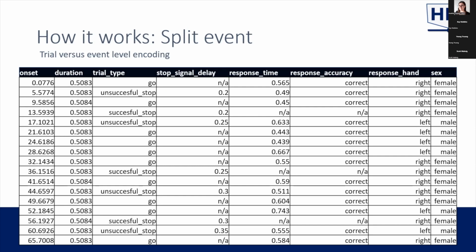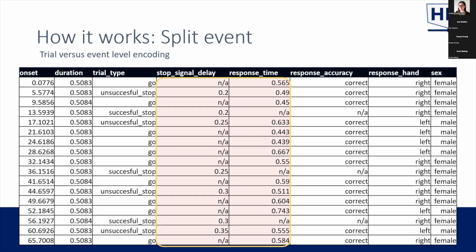that you see here. So here you see that there is a stop signal delay column and a response time column. And these columns basically indicate that there were additional events, like either a stop signal or a response, that happened within the trial, but their onsets are not encoded on separate rows. Instead, their onsets are encoded as an offset from the onset of the entire trial.